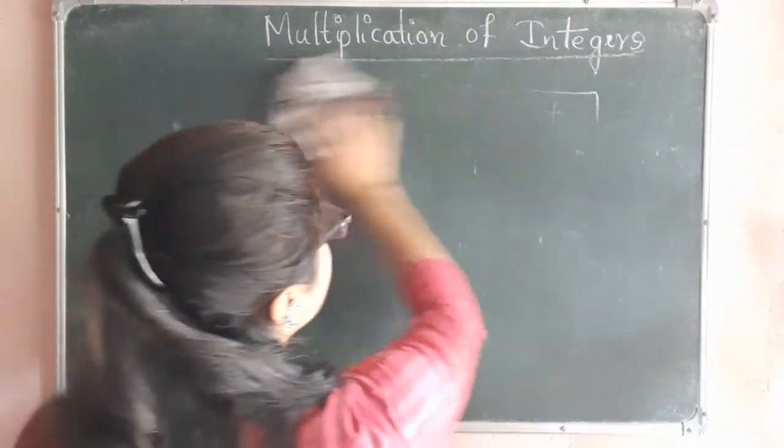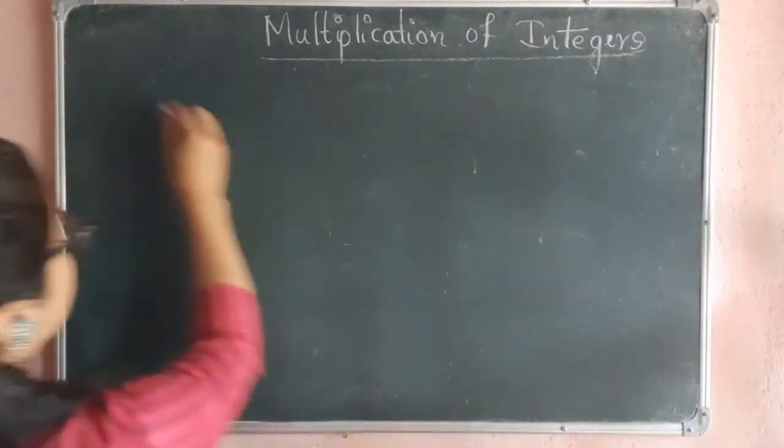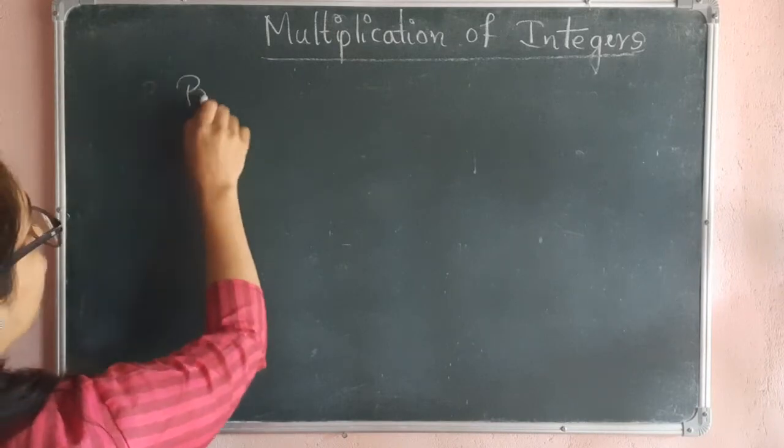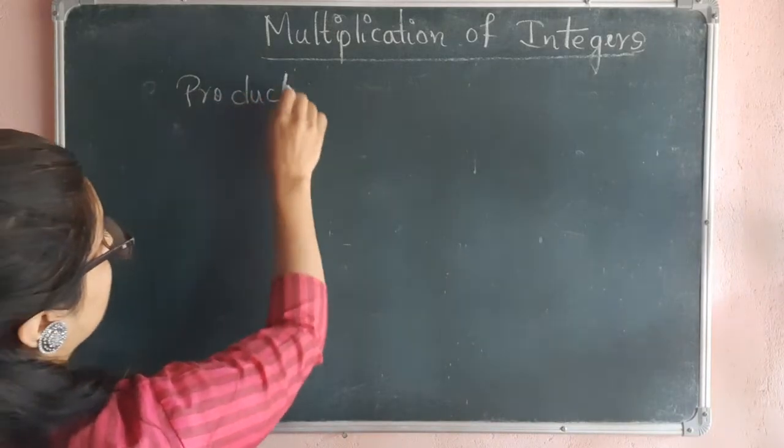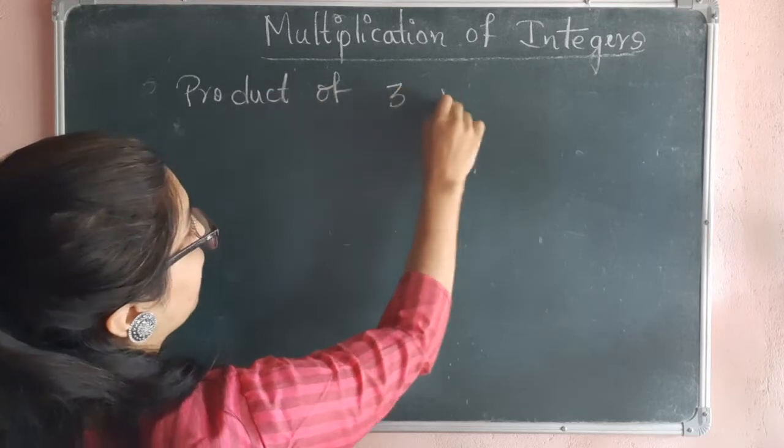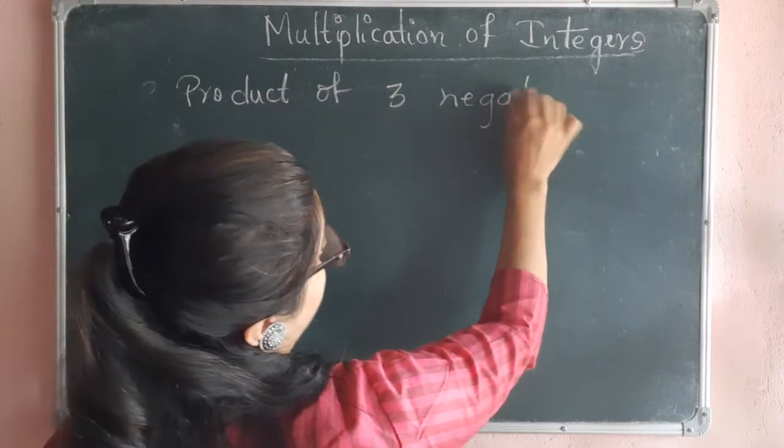Next, we will see the product of three negative integers.